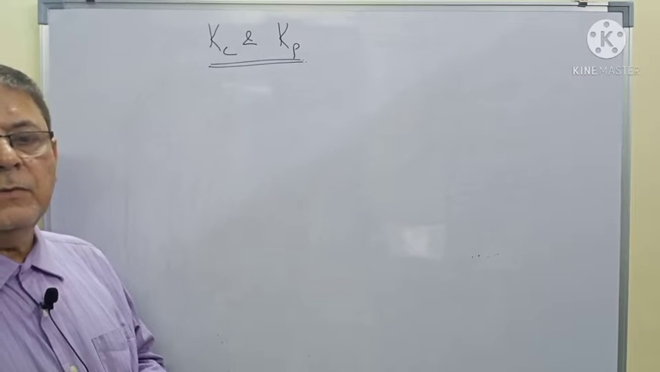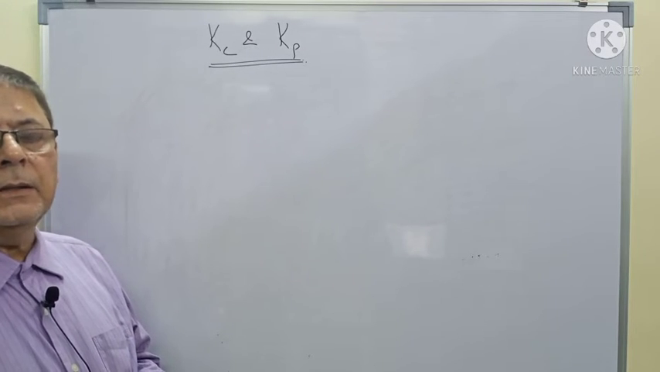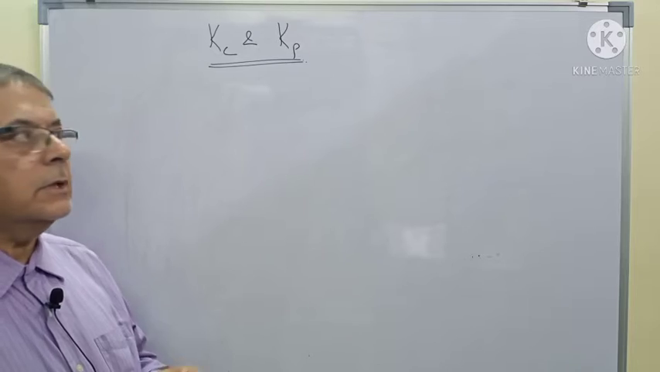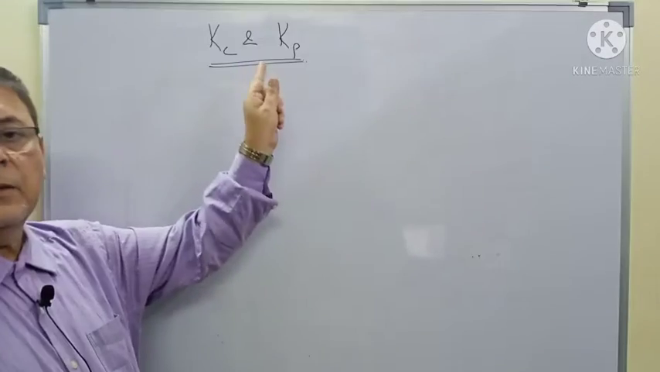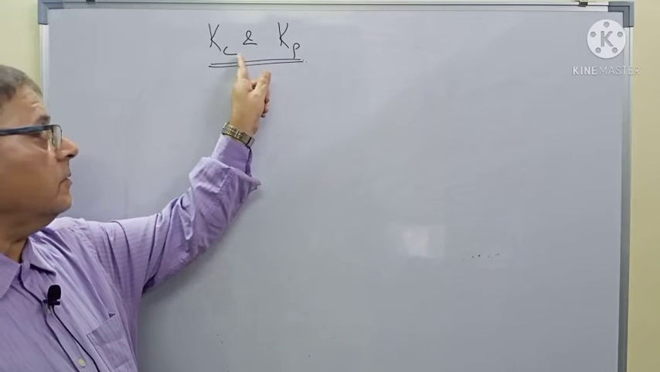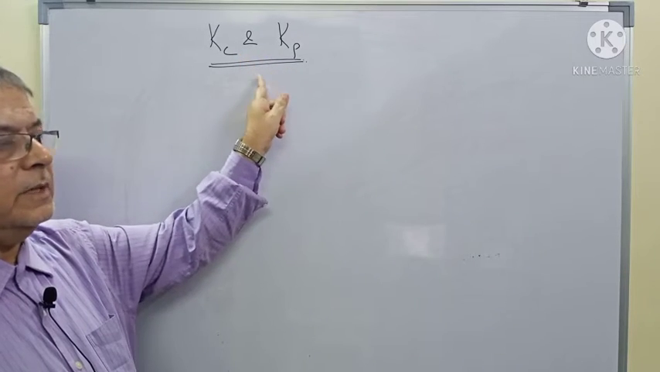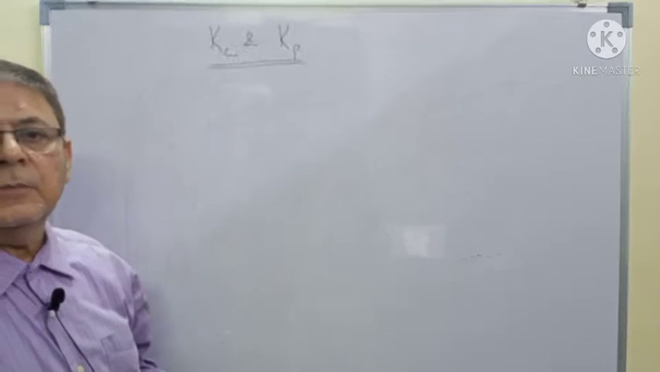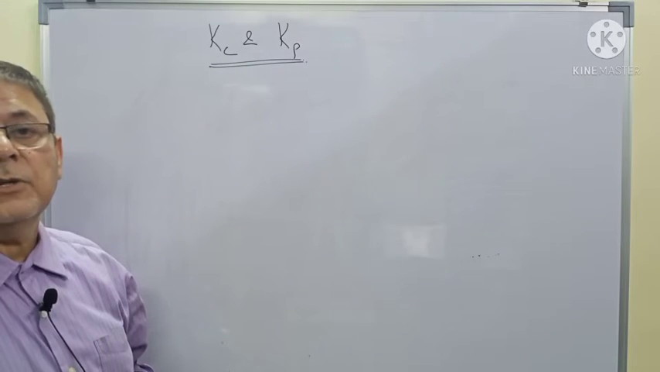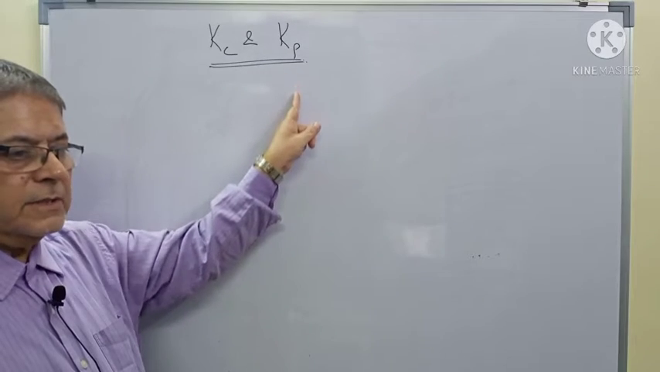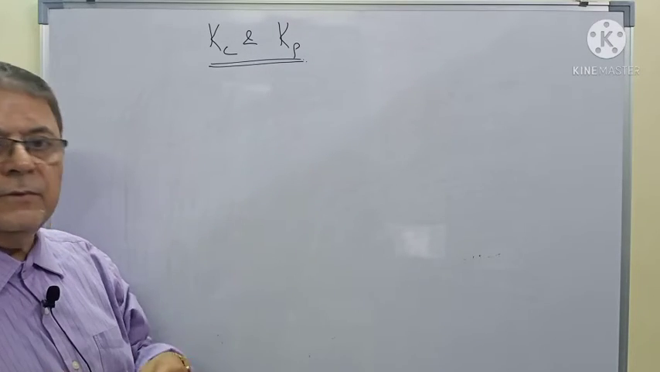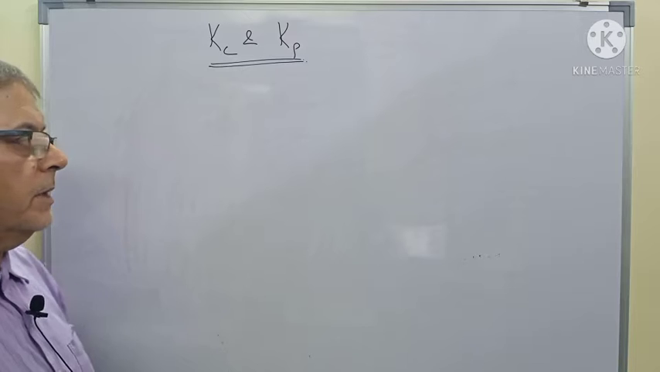This is the second video of chemical equilibrium, and here we are going to discuss Kc and Kp. Kc is the equilibrium constant in terms of concentration, moles per liter, and Kp is the equilibrium constant in terms of partial pressure. First we'll derive what is Kc, then what is Kp, and then we'll derive the relationship between the two.